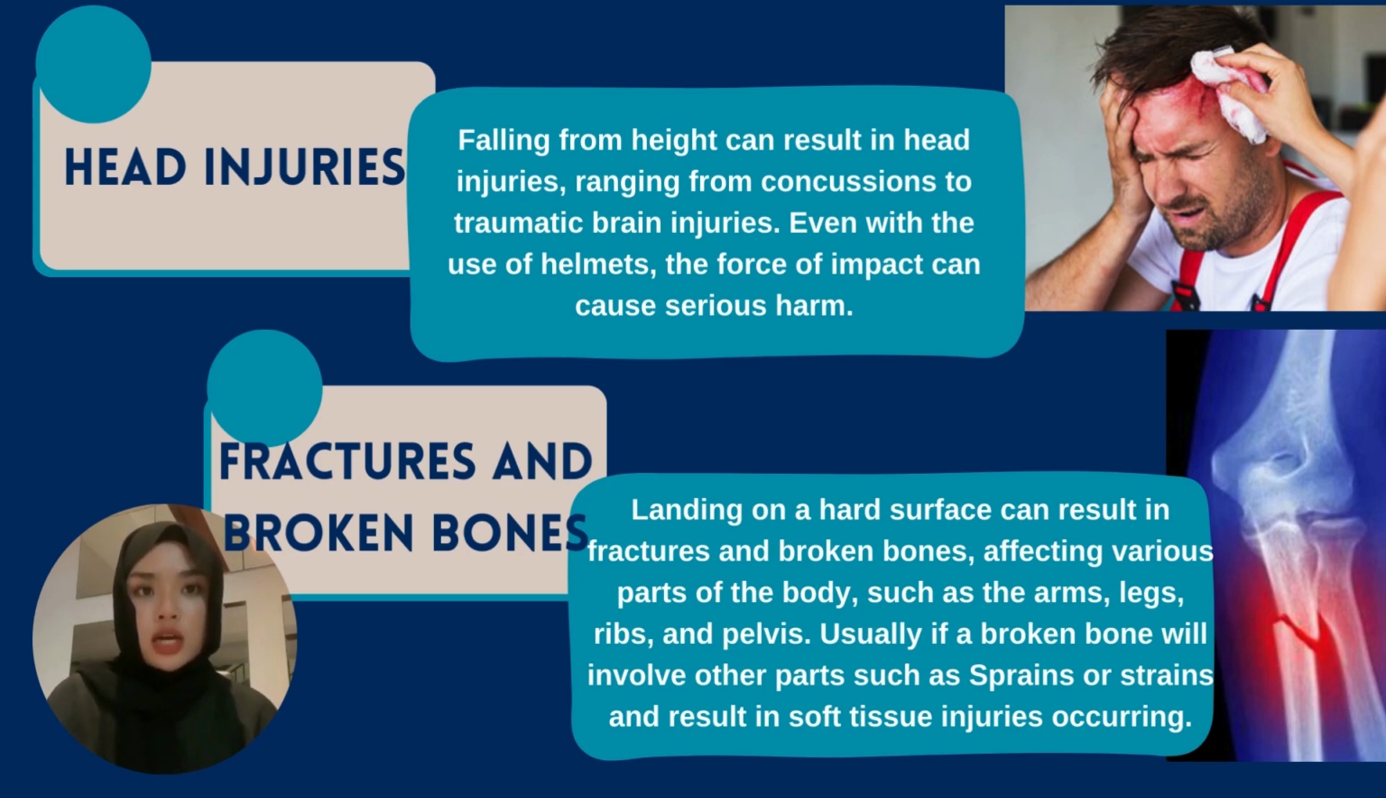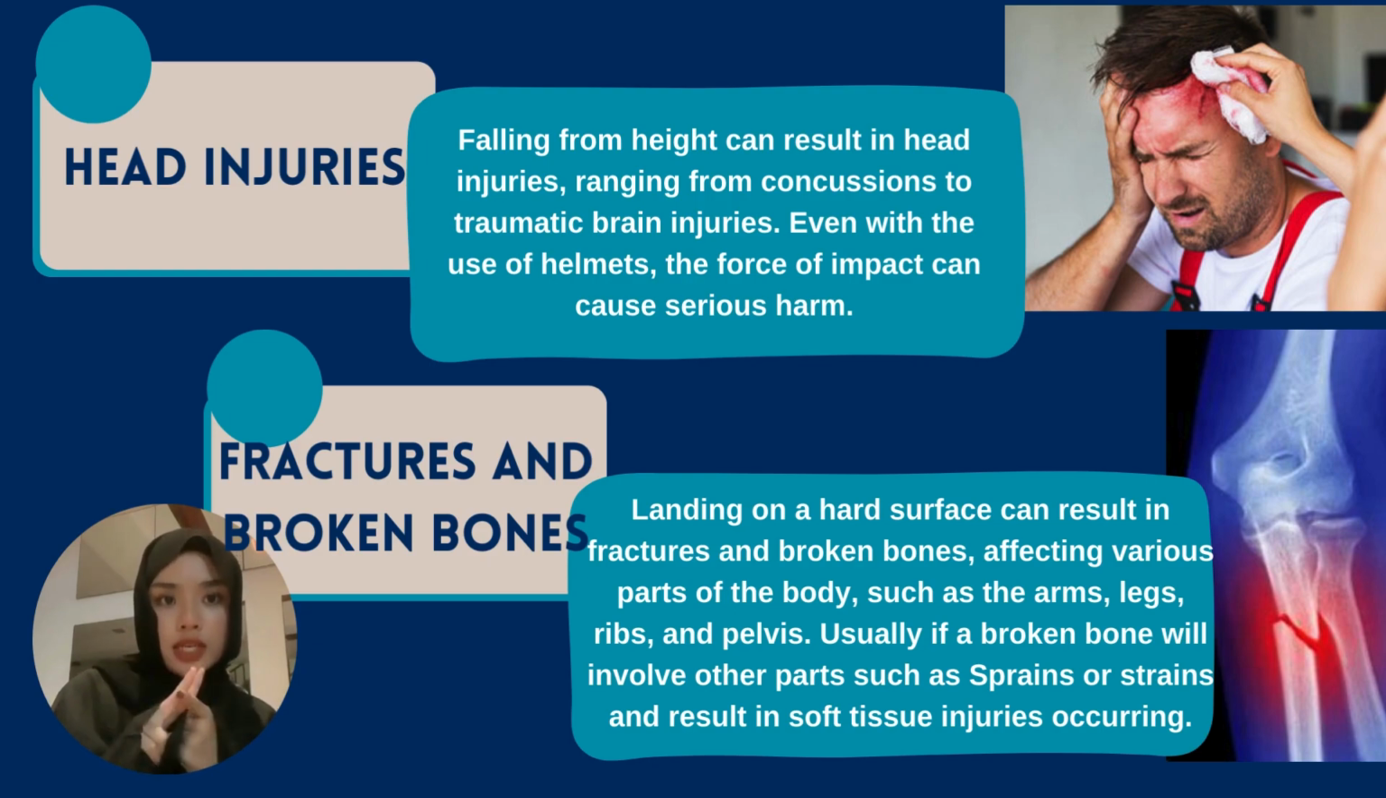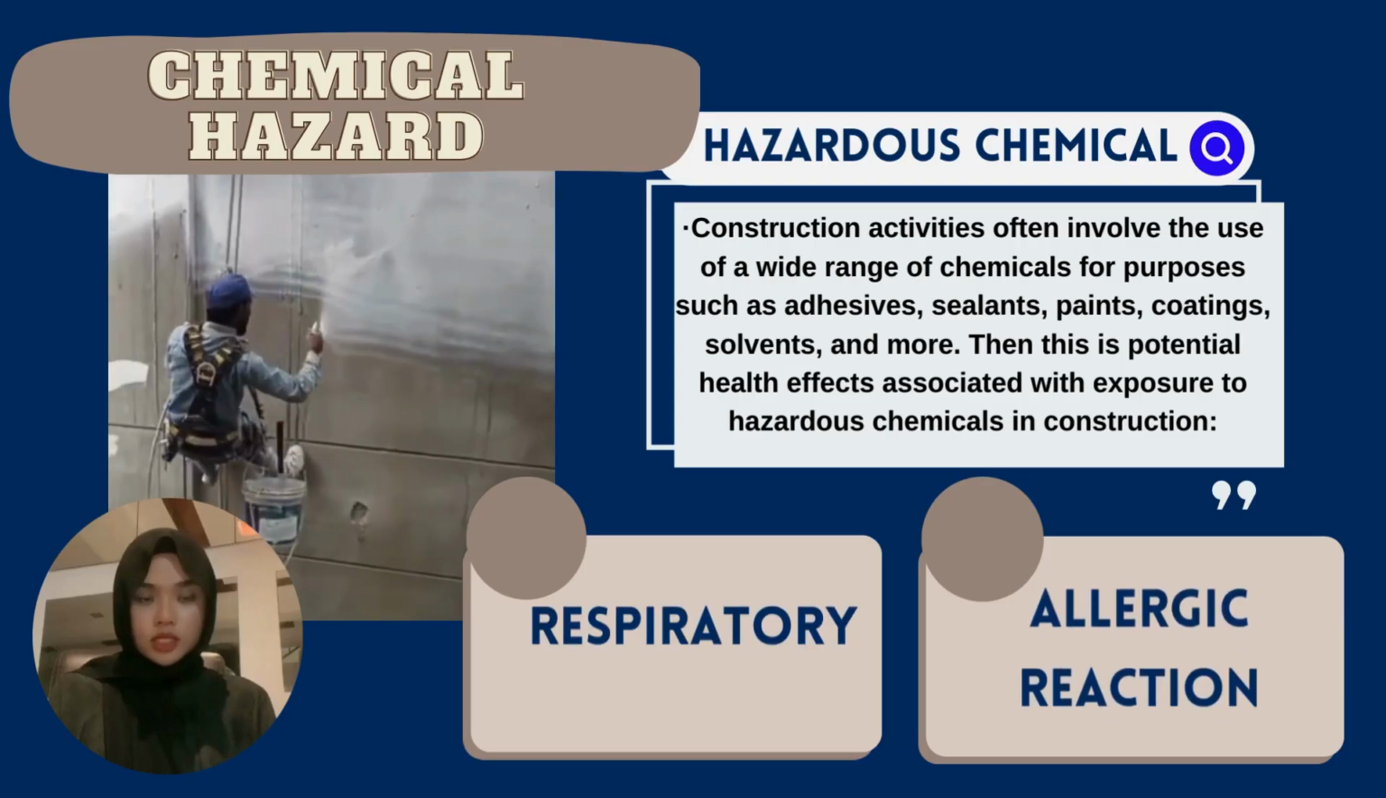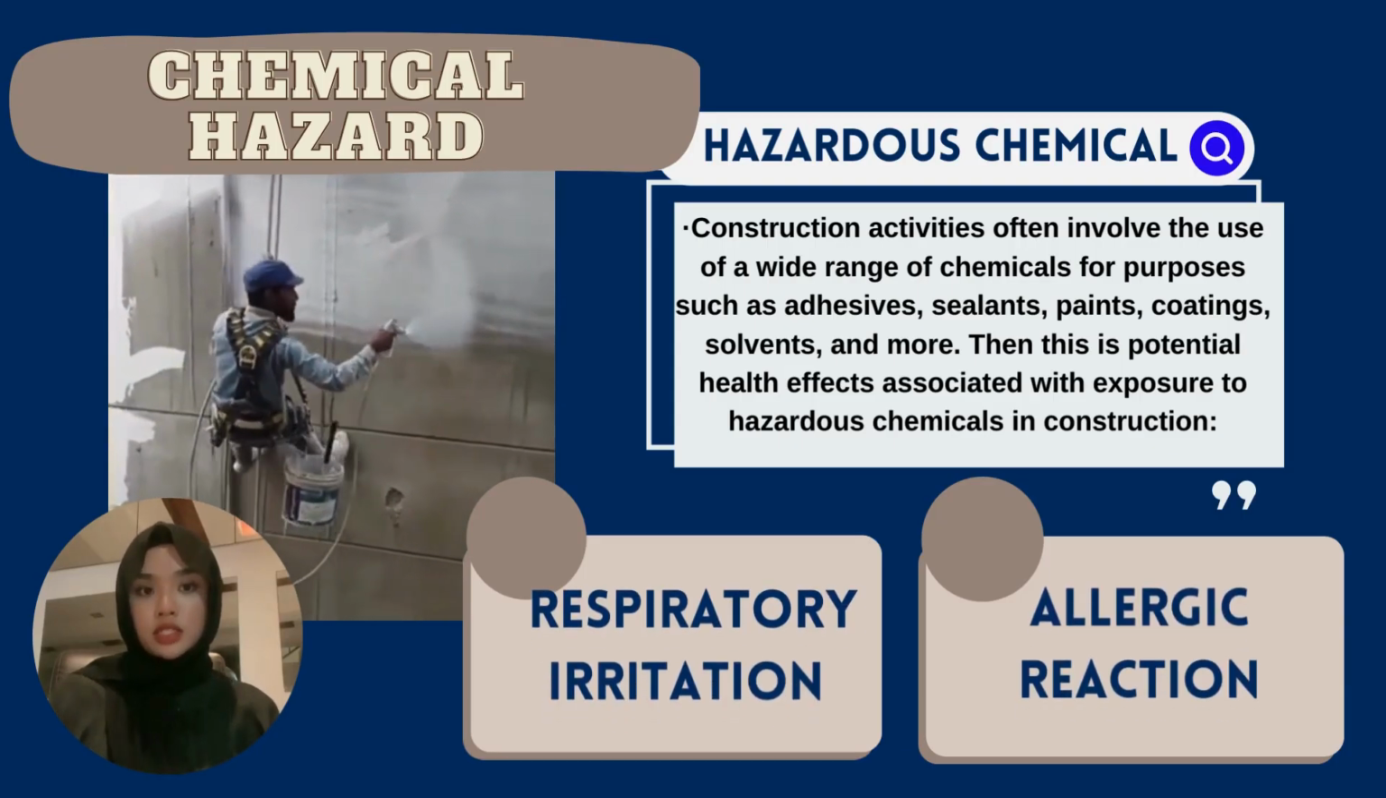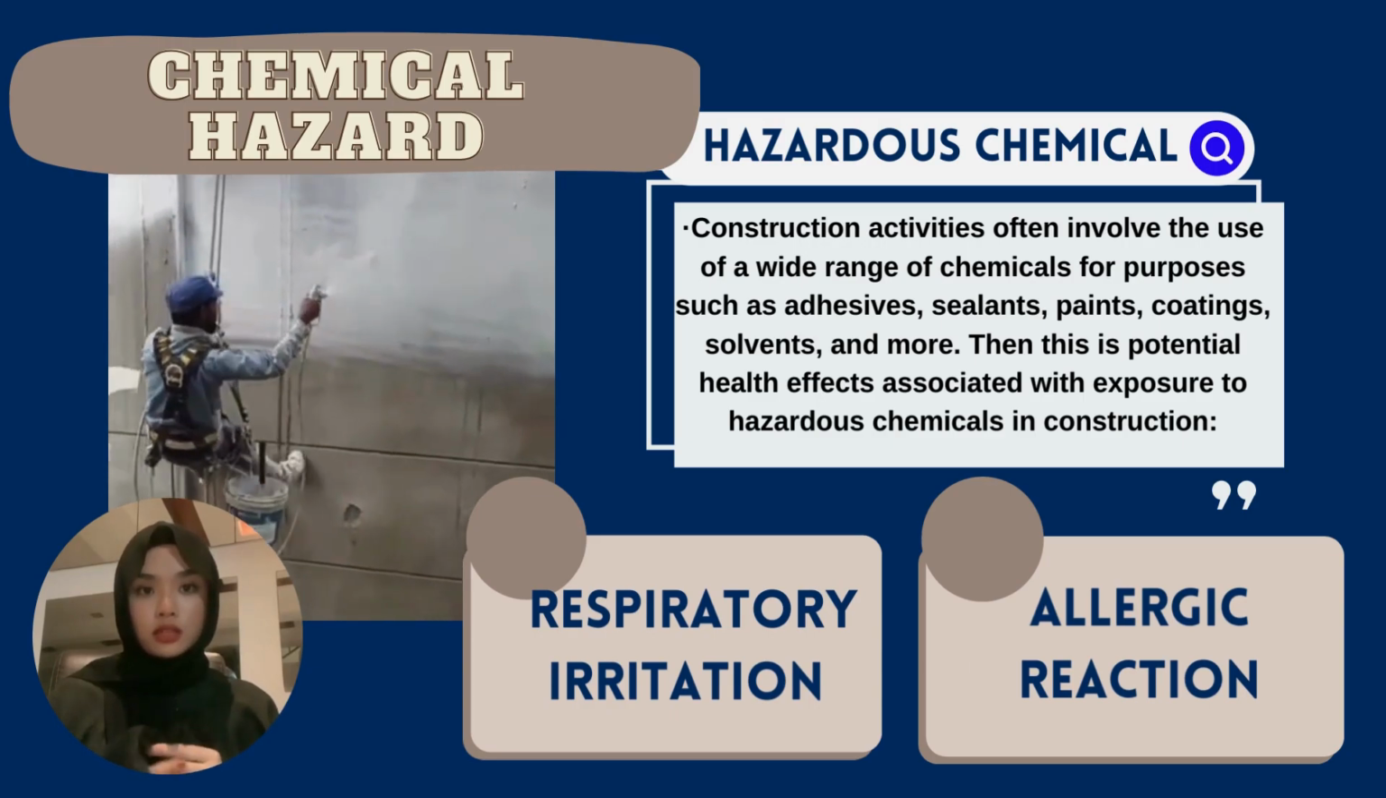Landing on a hard surface can result in fractures and broken bones, affecting various parts of the body such as the arms, legs, wrists, and also the pelvis. Usually, a broken bone will involve other parts, such as sprains or strains, resulting in soft tissue injuries. Next in chemical hazard is hazardous chemicals.